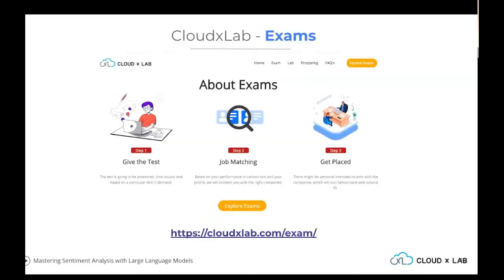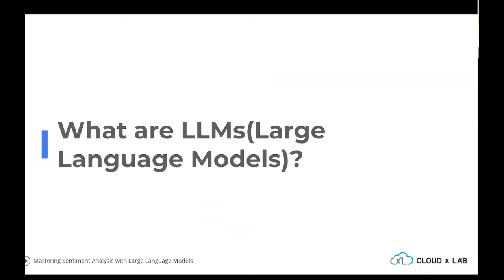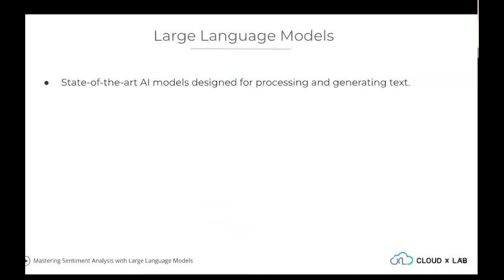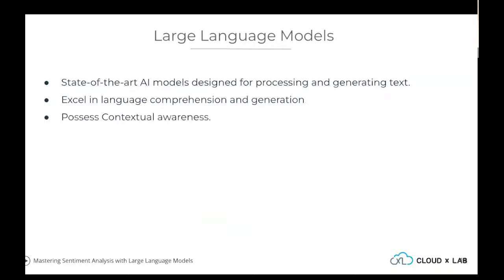And yeah, so we will start with what are LLMs. That's our first topic: what are large language models? Large language models are state of the art AI models designed for processing and generating text. They excel in language comprehension and generation, and they possess contextual awareness. We will do hands-on on what all these points represent.